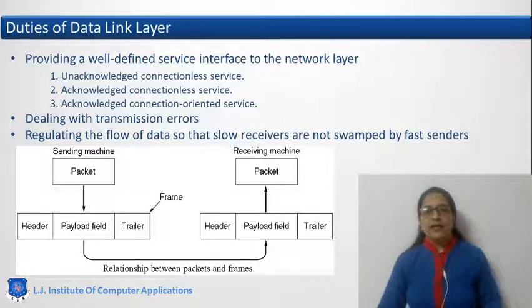So, data link layer is the layer above the physical layer and it provides services to the network layer. It collects the network packets from the network layer, converts them into frames and transmits them to the physical layer. The main duty of data link layer is framing, then it does error handling and flow control.